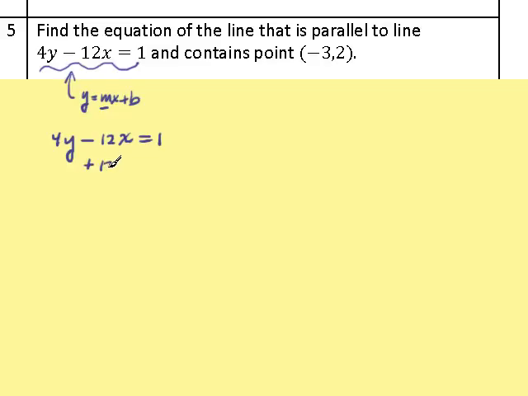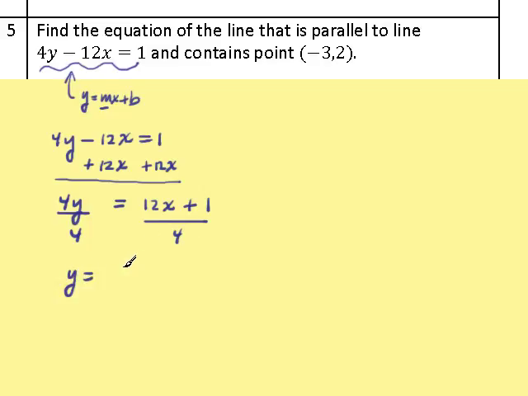So let's start by bringing the minus 12x over to the other side as plus 12x. So keeping in mind we want the form y equals mx plus b, we'll put the 12x first. 12x plus 1. And now divide by 4. So we have y is equal to 12 divided by 4 is 3x, plus 1/4. This is really the only number we're interested in. So the slope of our line, we can now write down, is m equals 3. Remember parallel lines have the same slope.